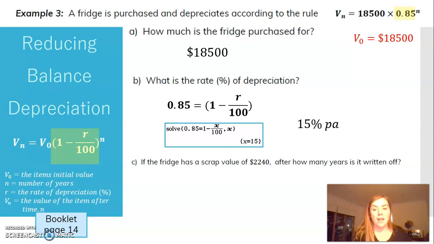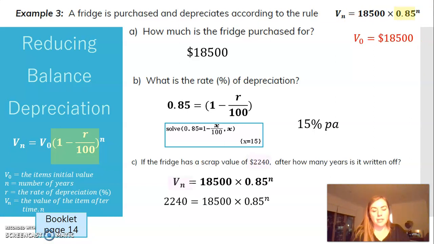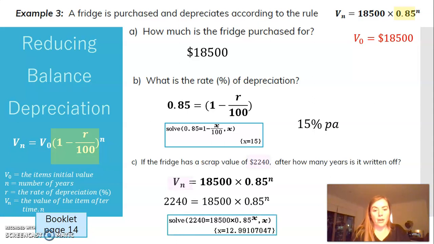Hopefully you get sick of them by the end of it and know them by heart. Here is my rule. I'm going to sub this value into the value part and then solve for n. So there's my rule. There's the value subbed in. And again, we'll go to solve and solve that. So it's after 12.99 years that it's written off, or I could round that to 13 years.